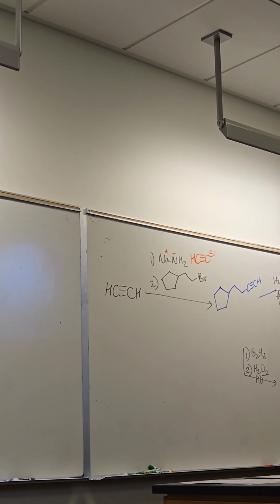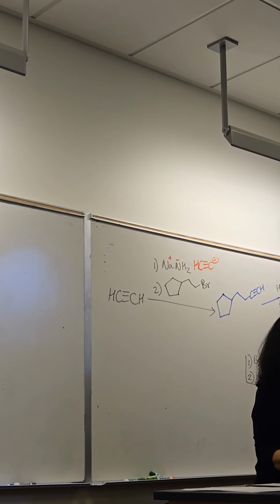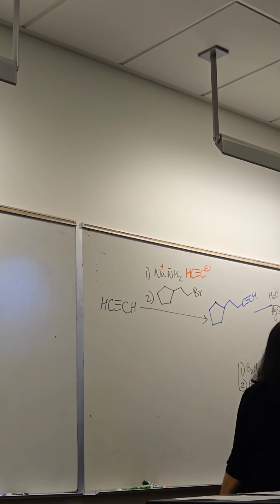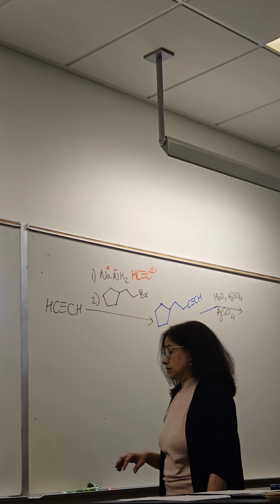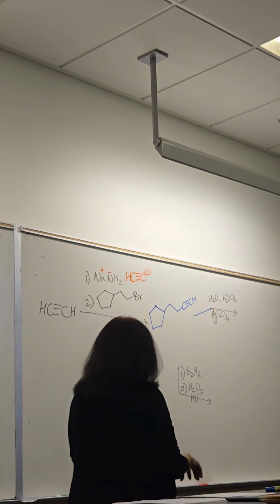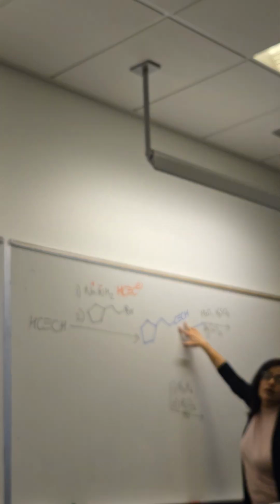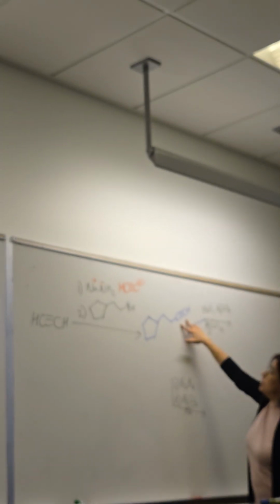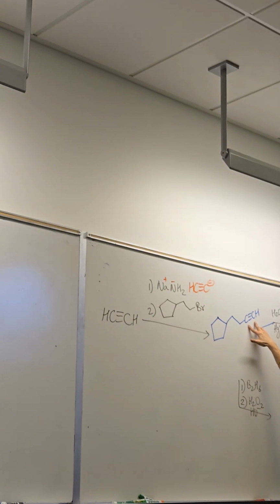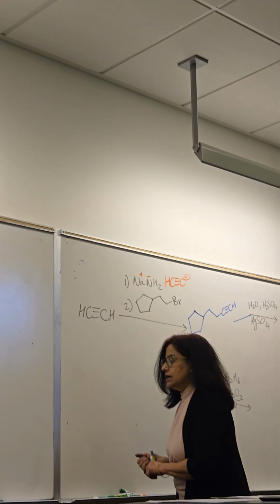Would there be a tertiary alcohol on the cyclohexane? Tertiary alcohol on, no, not at all. It's reacting with the triple bond, not the sp3 carbon. It's reacting with the triple bond. It's adding water across the triple bond in a Markovnikov manner, right?